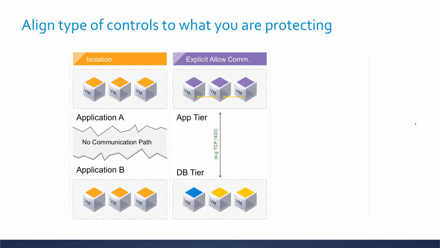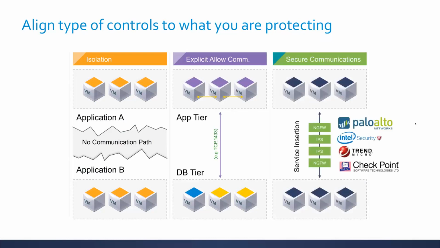So the application is specifically allowed to talk to the database tier on these particular ports, nothing more, nothing less. Then we have the secure communication. This involves guest introspection and service insertion to say, hey, let's do deep packet inspection in between these 2 tiers to make sure everything is where it needs to be. NSX is doing a great job of developing this ecosystem.